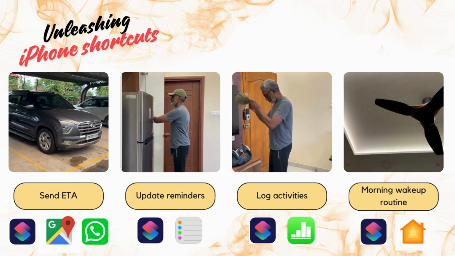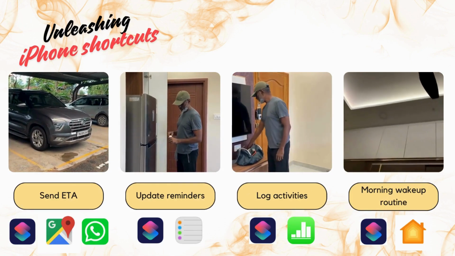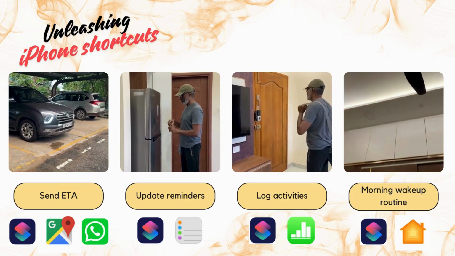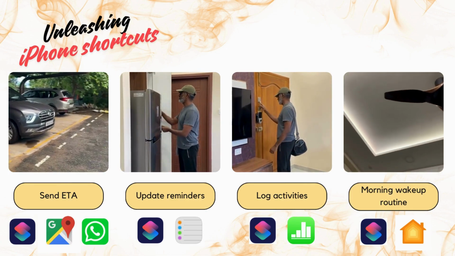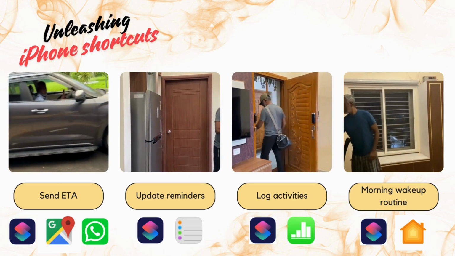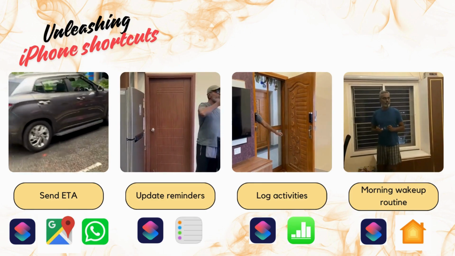For send ETA, I use shortcuts with Google Maps and WhatsApp. For update reminders, it is shortcuts with Reminders. For log activities, it is shortcuts with Apple Notes. For morning wake up routine, I use shortcuts with Apple Home.